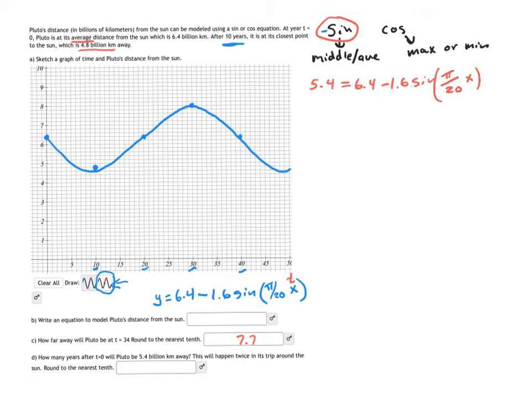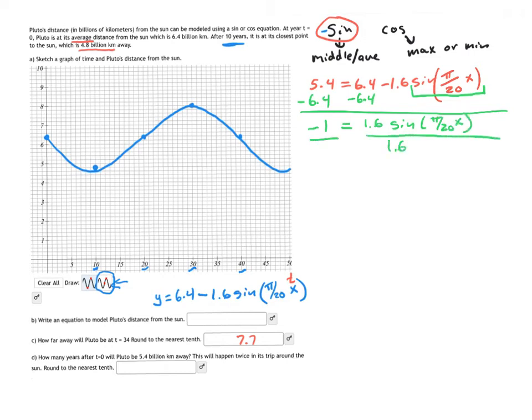To solve for x, I have to isolate the sine first. So I'm going to start by subtracting 6.4 from both sides, and that's going to leave me with -1 is equal to 1.6 times the sine of pi over 20x. Next, I'm going to divide by 1.6 and negative 1.6. And when we do that, we end up with 0.625 is equal to the sine of pi over 20 times x.